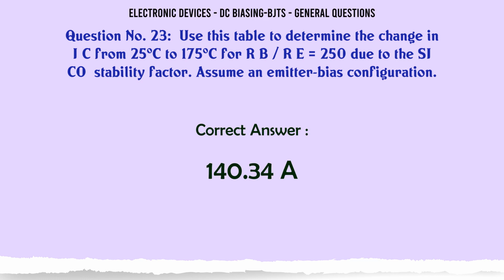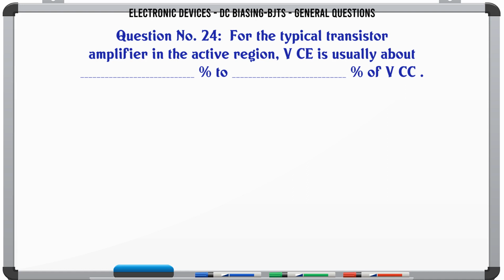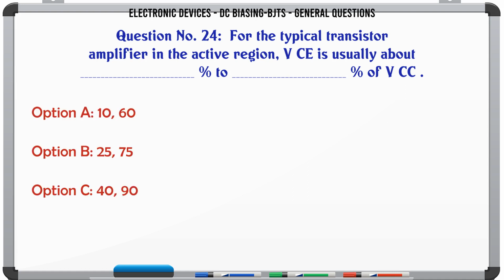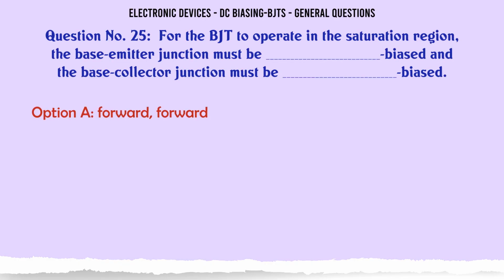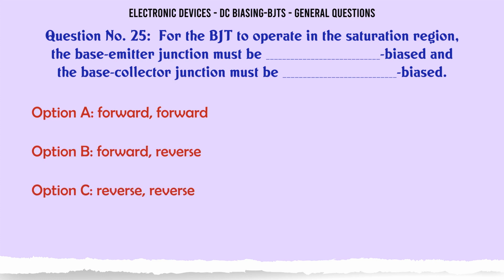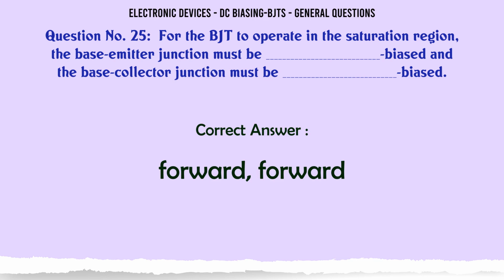140.34 µA. For the typical transistor amplifier in the active region, VCE is usually about one half of VCC. A 1060, B 2575, C 4090. The correct answer is 25 to 75 percent. For the BJT to operate in the saturation region, the base emitter junction must be biased and the base collector junction must be biased. A forward, B forward reverse, C reverse reverse, D reverse forward. The correct answer is forward.